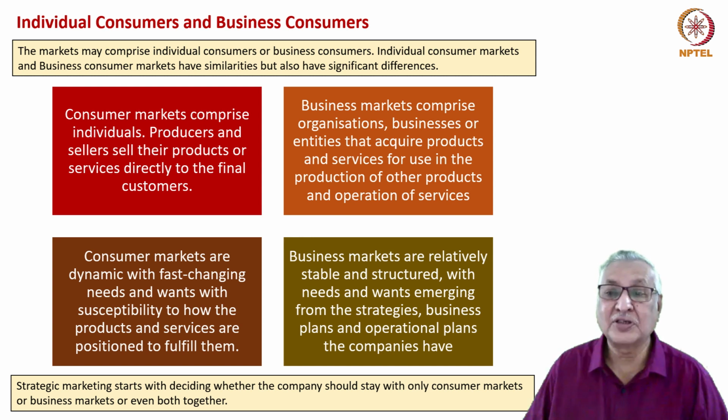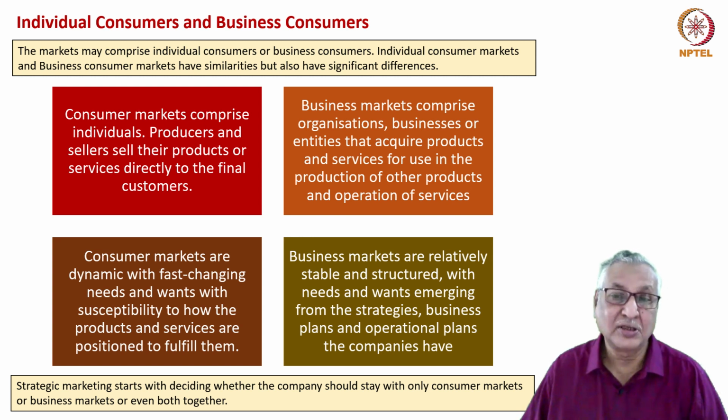They comprise organizations, businesses, or entities which acquire products and services for use in the production of other products and operation of services. This complex definition is actually very clear. It is the value chain of the business. An automobile firm buys the components from the auto component manufacturers. So it's a B2B business dealing. And the idea is to use the components in the automobile manufacture.